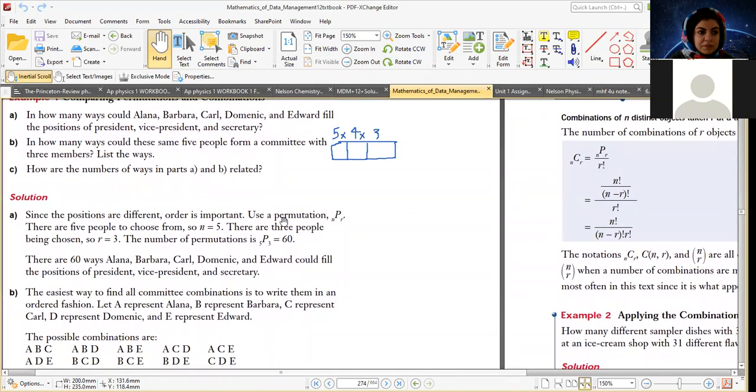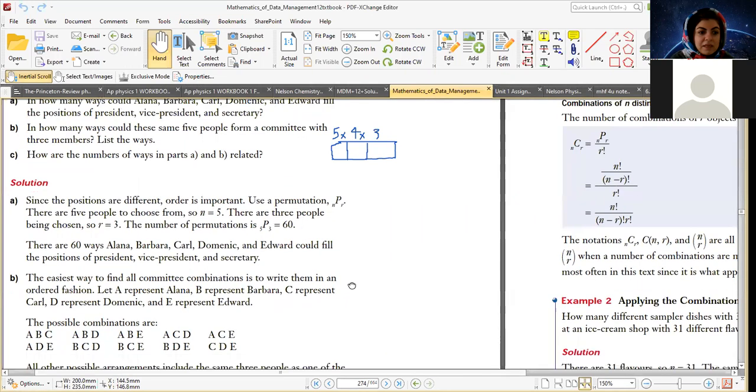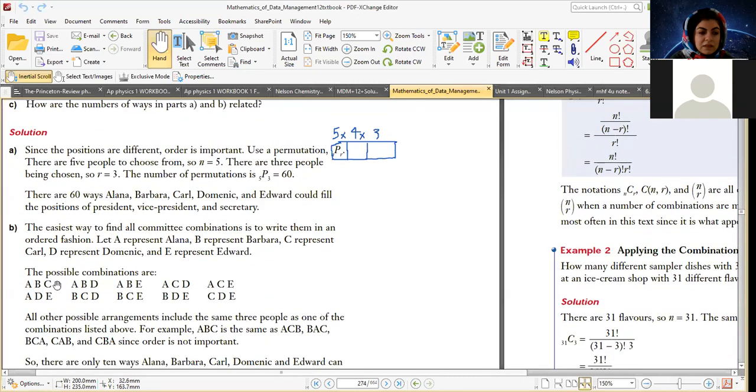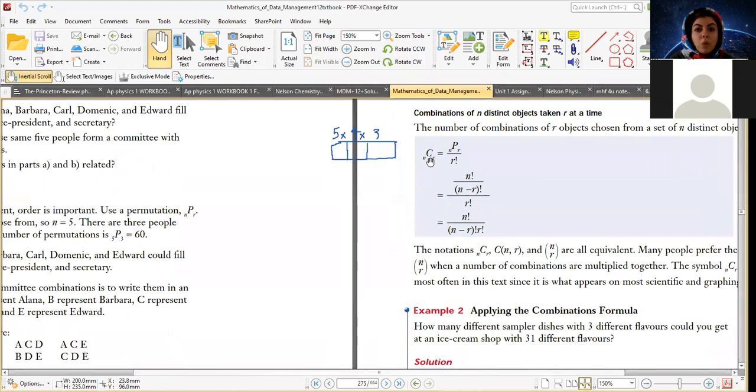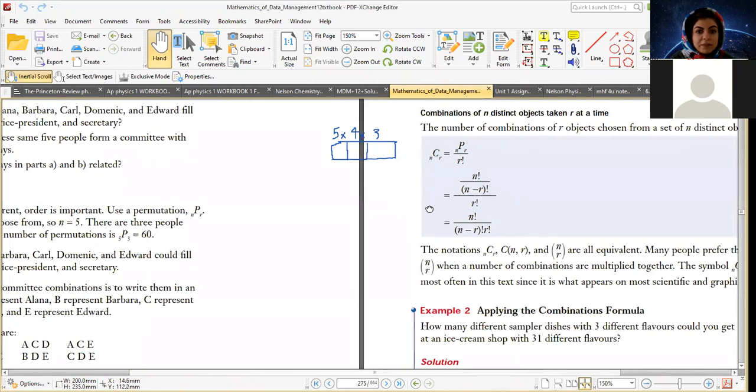But for part B, this same 5 people form a committee with 3 members. When we want to have 3 members, is the order important? No, I just want to choose these 3. I don't care which one is president, which one is vice president, right? In the second one, the order is not important. It takes a long time to figure out how many ways we can pick 3 people, that's why we use combination. Whenever the order is not important, you use combination, and that's the formula for that.